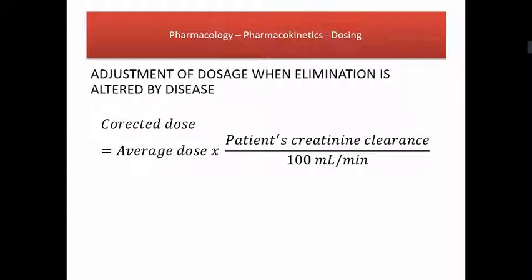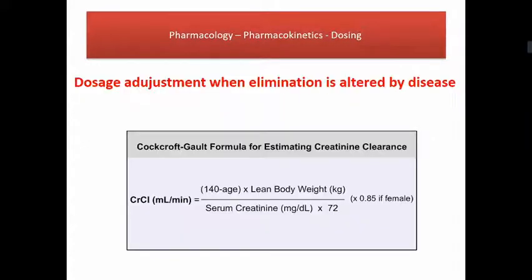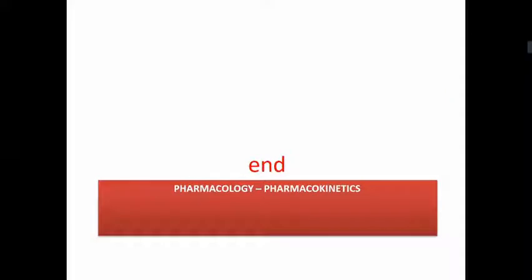Adjustment of dosage when elimination is altered by the disease. This is special too, like for example, in managing diabetic patients. So, you need to correct by adjusting the dose considering the creatinine clearance. And how do you compute for your creatinine clearance? You have something like this. It is available on your cell phone. In our case, we use the GFR for the computation for my patients. Okay? Done.